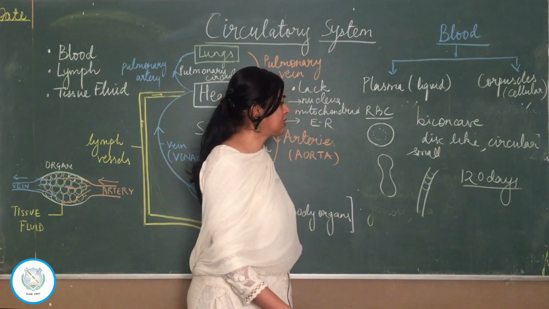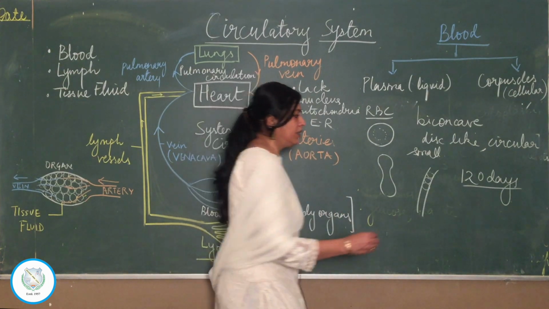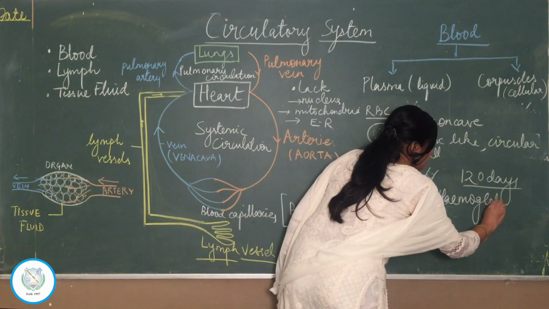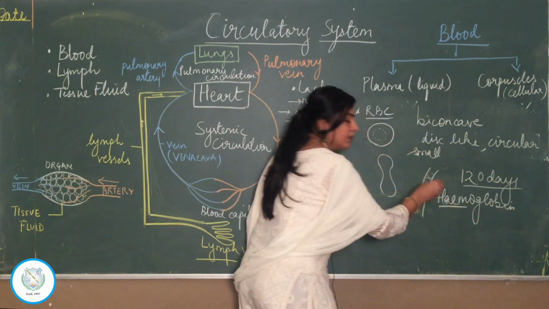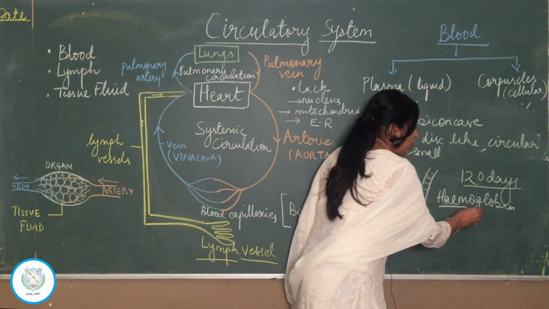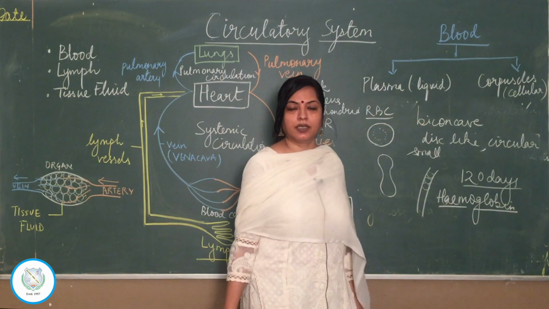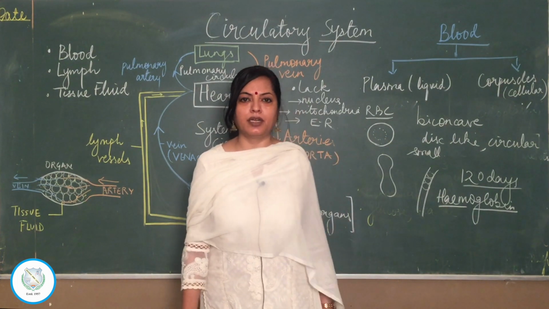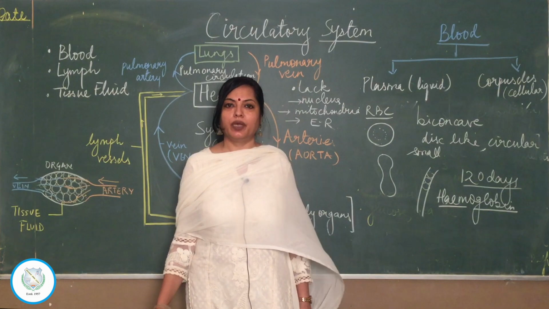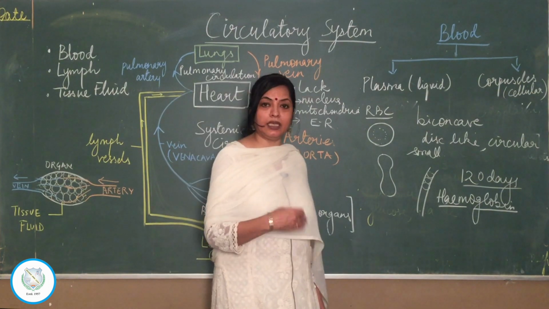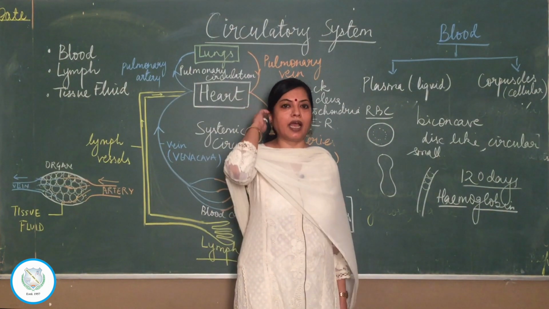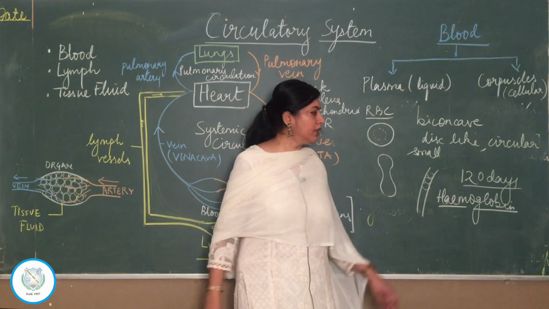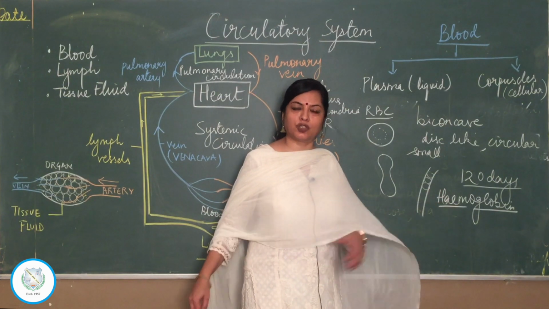Now RBCs contain a red colored pigment known as hemoglobin. Here heme is the iron part and globin is the protein part. When the RBC is destroyed, the body doesn't want to lose the iron part. When it is destroyed in the liver, the heme is stored in the liver and globin is removed. So RBCs are destroyed in the liver, and the heme part or iron is stored.